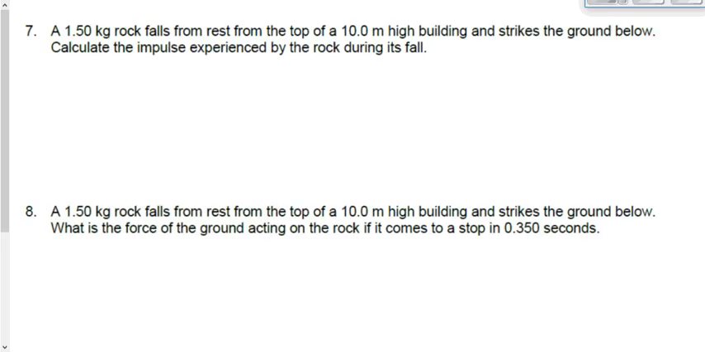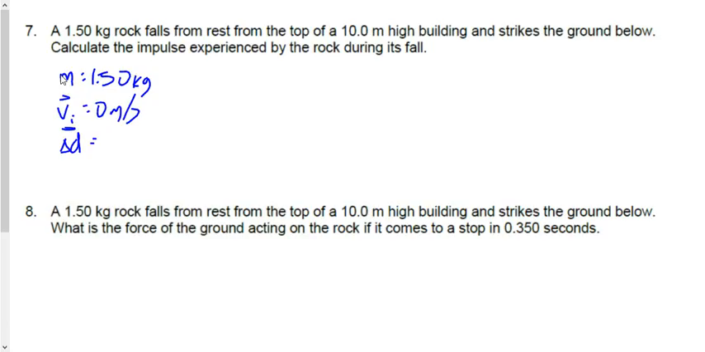Number 7 says a 1.5 kilogram rock falls from rest from the top of a 10-meter high building and strikes the ground below. What's the impulse experienced by the rock during its fall? Clearly an impulse question because we're asked for impulse. We could also be asked for the change in momentum. It would be the exact same answer. We have a rock that has a mass of 1.5 kilograms, and it starts at rest. VI is 0 meters per second. It falls 10 meters, so my displacement is negative 10.0 meters, and we're looking for the impulse during that fall.